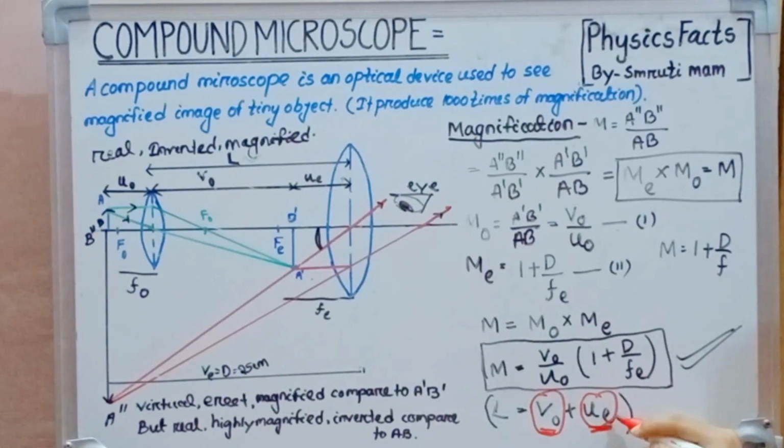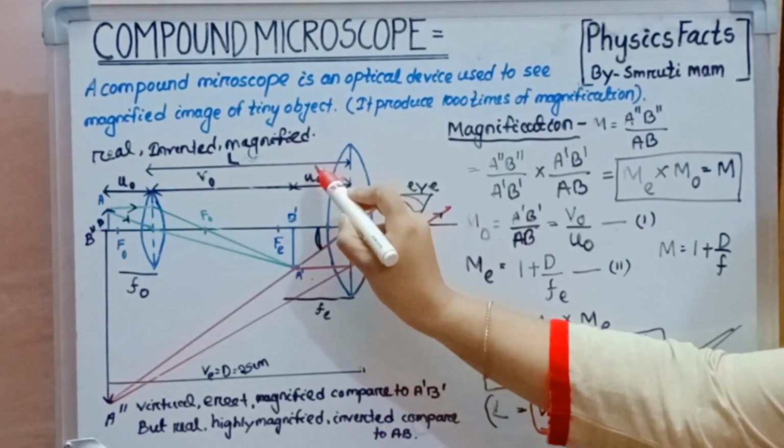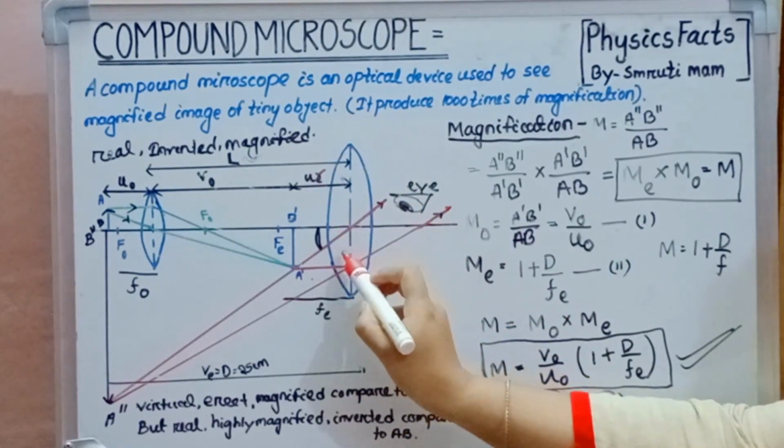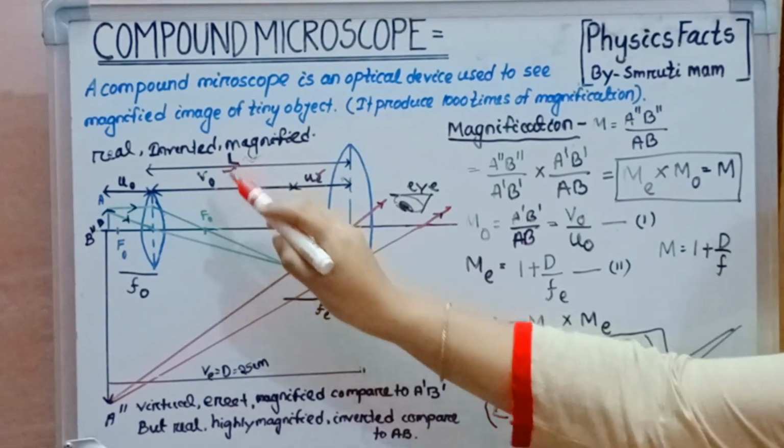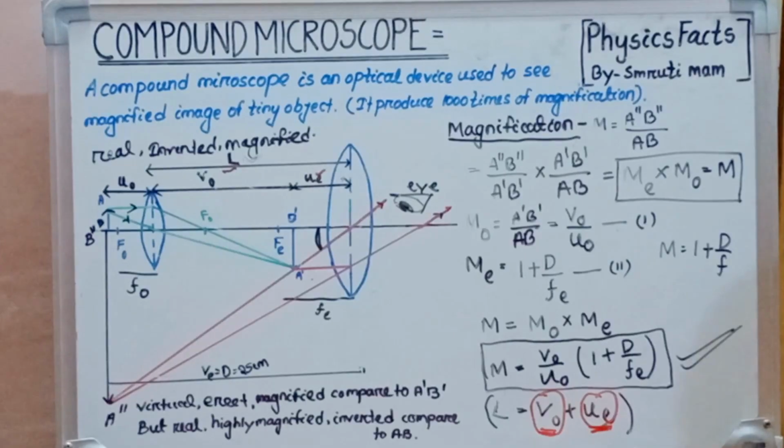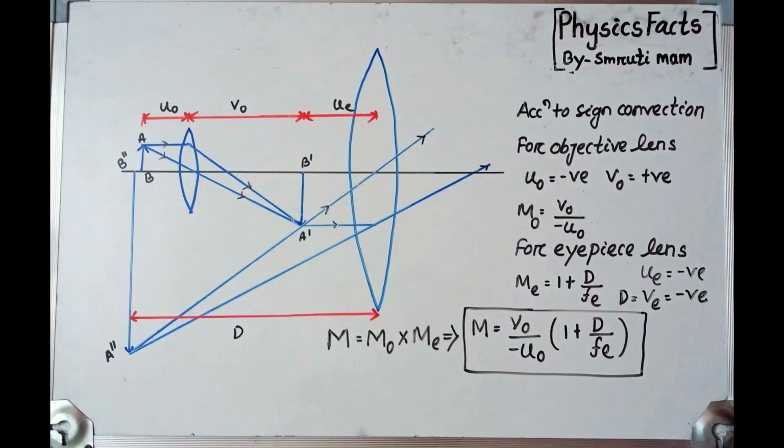Object distance in case of eyepiece lens: this one, UE, is the object distance for the eyepiece lens. VO is the image distance for the objective lens. According to the sign convention, in case of the objective lens, the object distance is negative, whereas the image distance is positive. So VO is positive and UO is negative. Putting in the sign convention, we get the magnification of the objective lens as VO by minus UO.